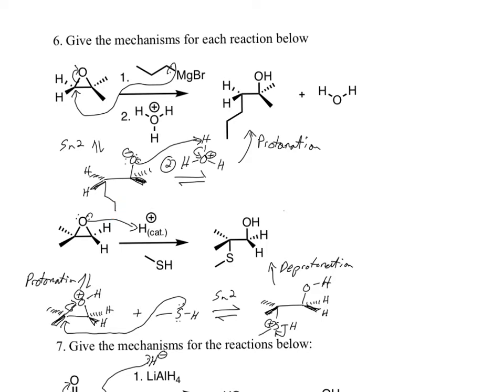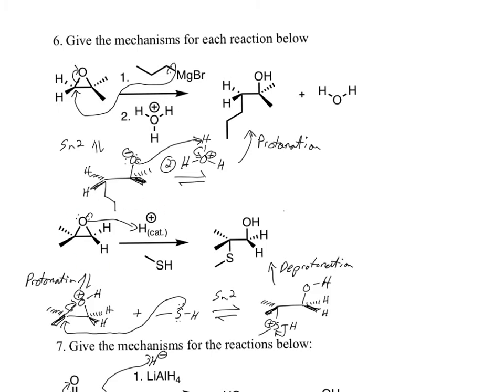Make sure we don't lose carbons. It makes a pseudo tetrahedral intermediate, and you protonate, and that would be step 2. Protonate, make the alcohol. Notice the trans products: the OH and the thing you added are trans to each other.